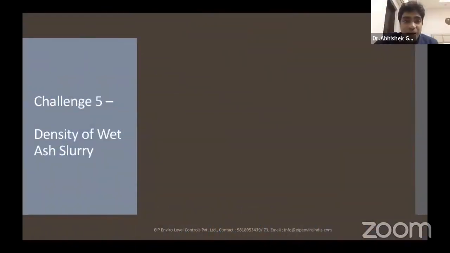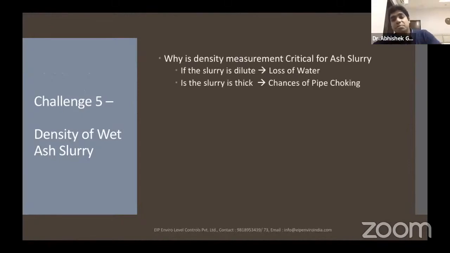Now we come to challenge 5, which is density measurement of wet ash slurry. This is applicable for power plants which have wet slurry discharge. And why is density measurement of wet ash slurry important? Because if the slurry is too dilute, there is loss of water, and if the slurry is thick, we have chances of pipe choking. These are very brief, gross-level criticalities for ash slurry measurement.